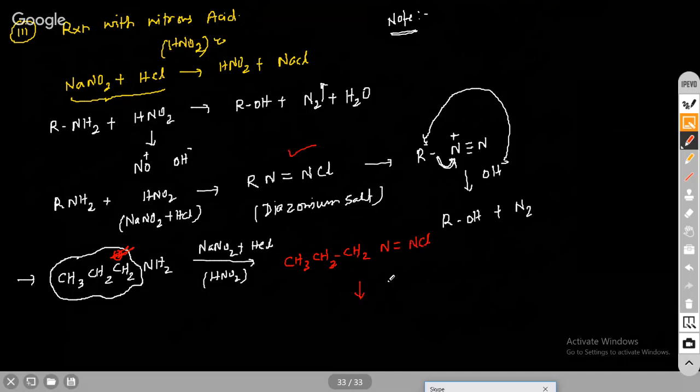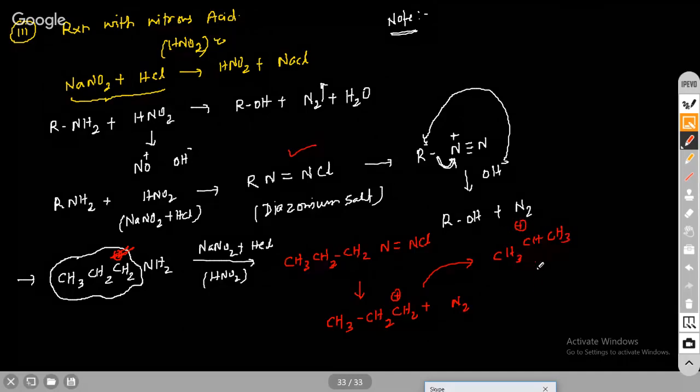Now in this, Cl minus goes out and N2 also goes out. So we'll get CH3CH2CH2 positive charge plus N2, right? Now what happens? Hydride shift takes place, and we get CH3CH+CH3, with the positive sign here, which on reaction with OH minus forms CH3CH(OH)CH3. Okay, this is the product. You must remember that shifting is possible in this reaction.